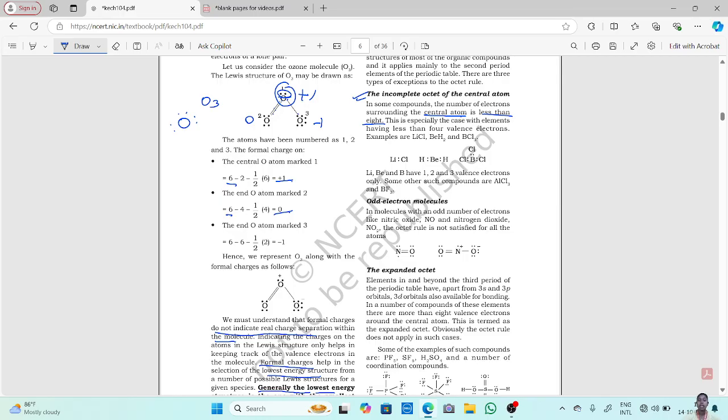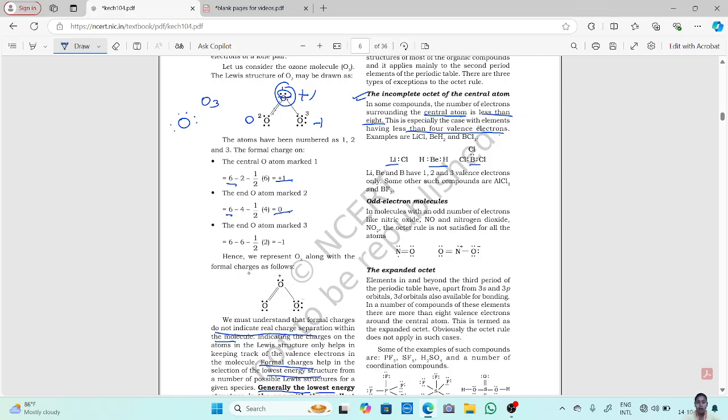Okay, this exception is basically seen on elements with less than 4 valence electrons. For example, lithium, beryllium, boron have less than 4 valence electrons in them, so they won't show you any octet or 8 electron configuration on their outer shell. Okay, and these are basically the central metal atom or central atoms. This is the first exception, the incomplete octet of the central atom.